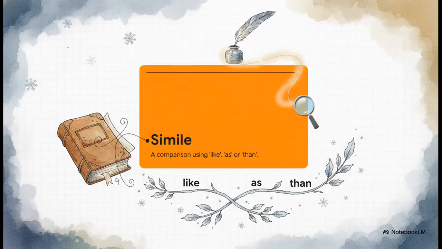To bridge the gap between the mundane and the divine, the poem relies heavily on the simile. This is a classic foundational tool for any writer, creating a direct comparison between two different things, usually using words like as, or than.